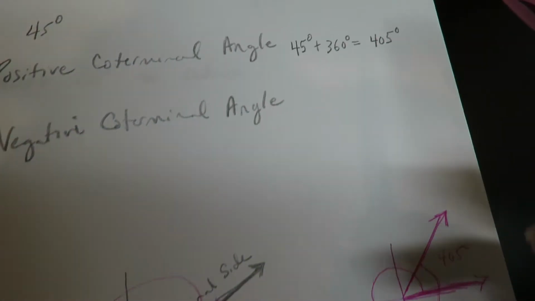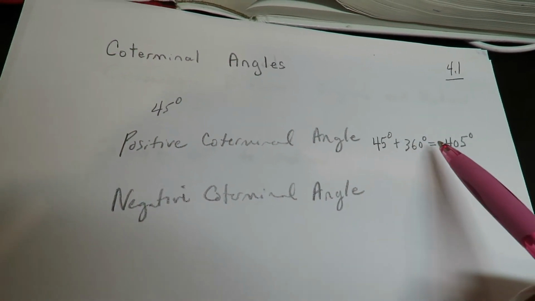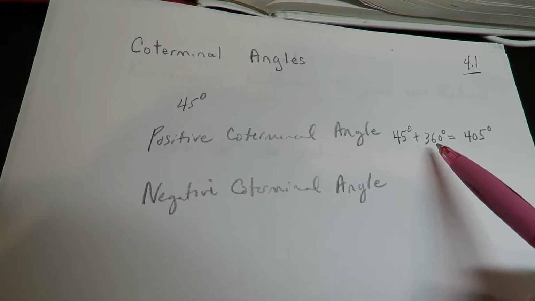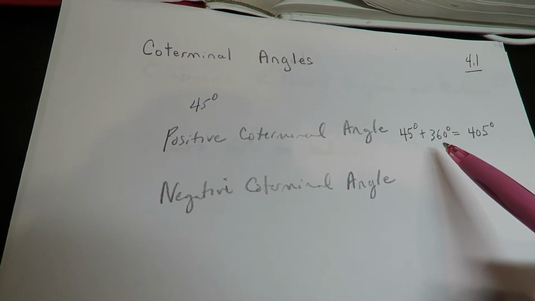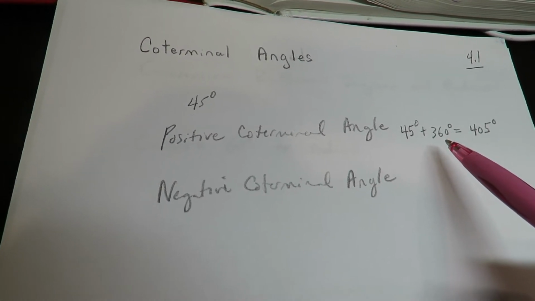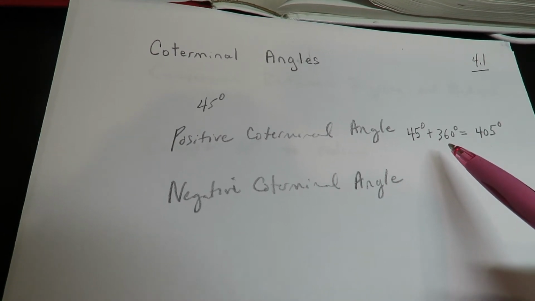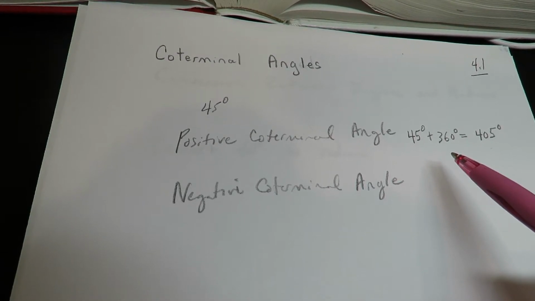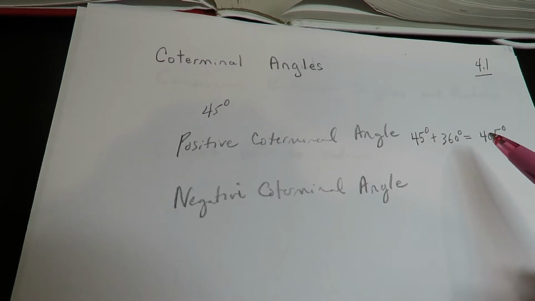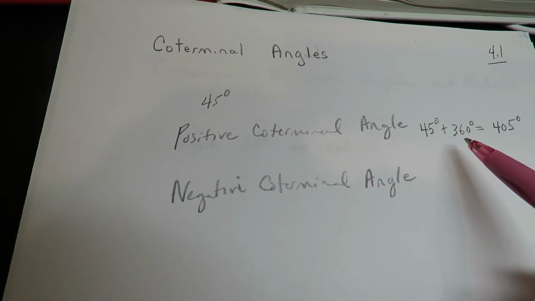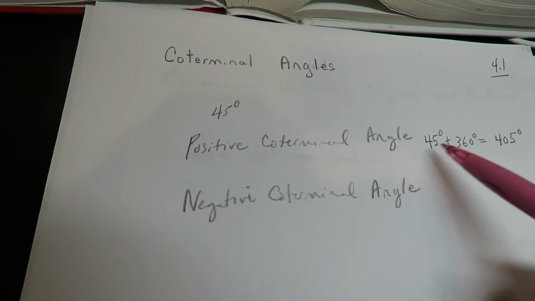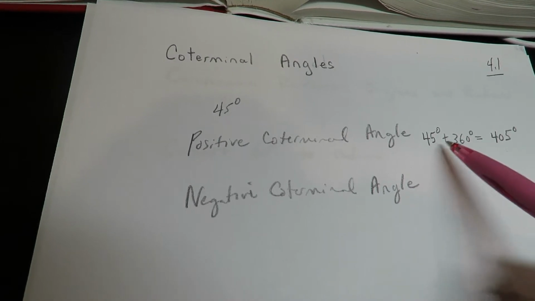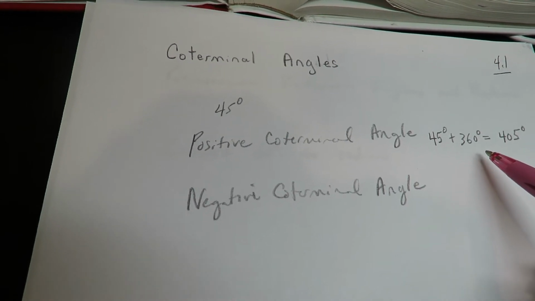So in general, to make a positive coterminal angle, you add 360. If you're starting with an angle like negative 750, you're going to have to add a couple of plus 360s before it becomes positive. So you may have to add 360 more than once until something is positive. This works as a general rule, okay?